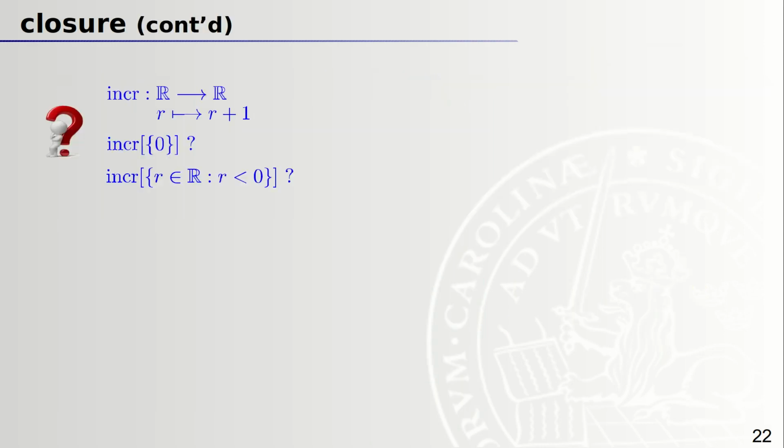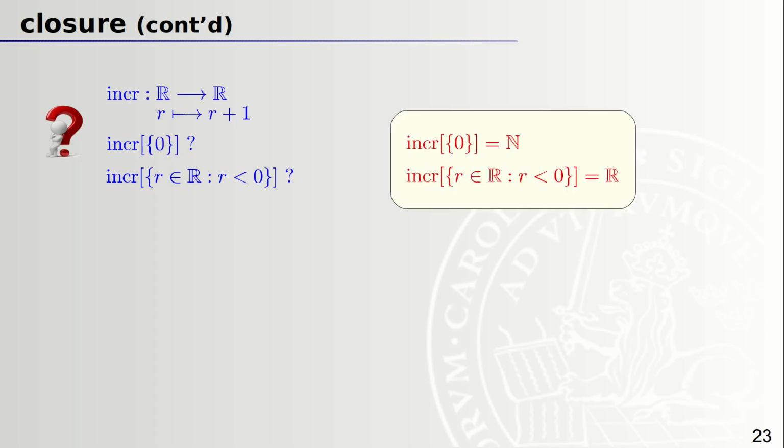Let us look at a few more closures. In this case, the function is a function over the real numbers that just adds 1 to its argument. What is the closure of the set containing just 0 under this function? And what is the closure of the set of all negative real numbers under it? Repeatedly applying the increment function to the set containing just 0 results in all the natural numbers. Doing this with the negative real numbers yields all real numbers.